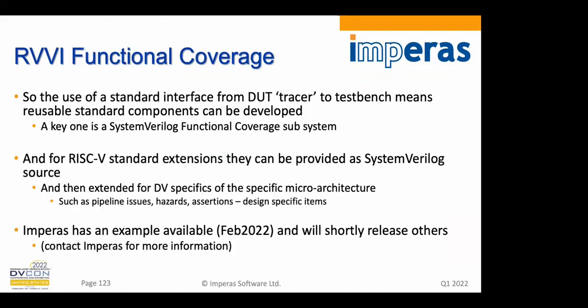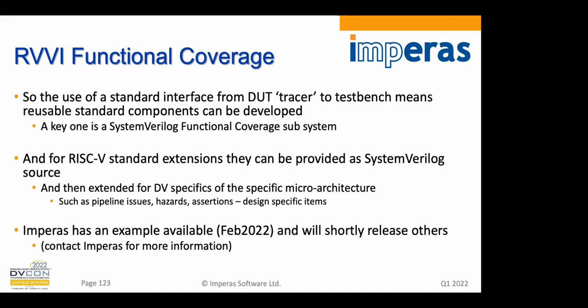And the use of a standard interface for the DUT tracer means you can reuse standard components, and that's very important because that's a much more efficient way to do it. And a key component you could have is a SystemVerilog functional coverage system. And because RISC-V is a standard, they can be provided and made available. It's not proprietary to your specific core.